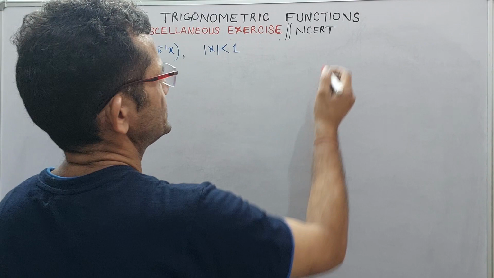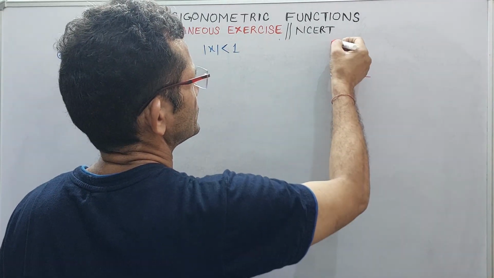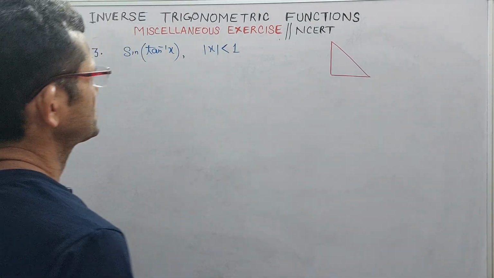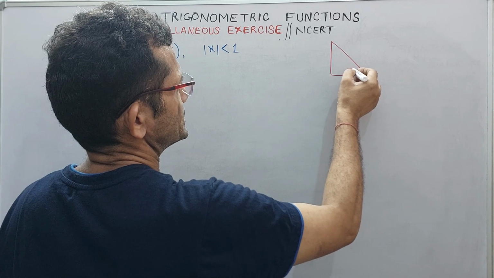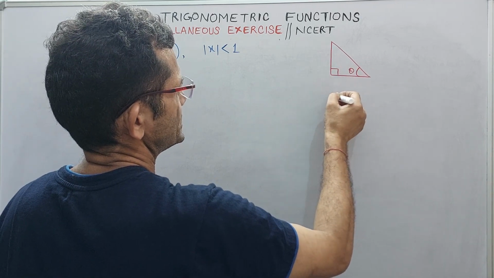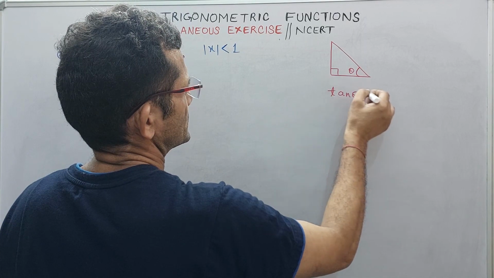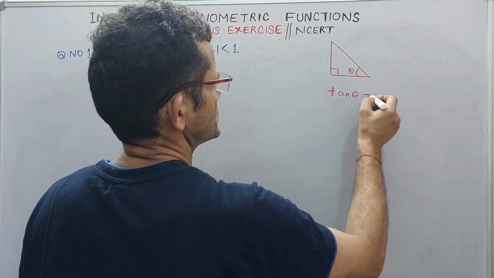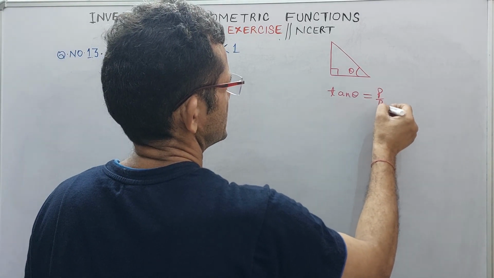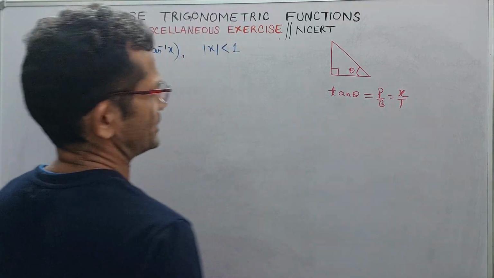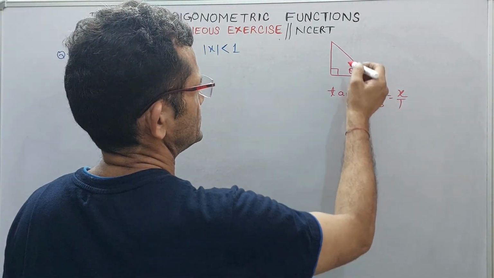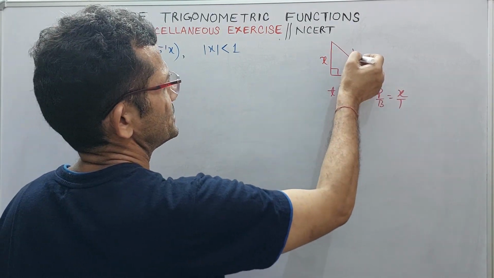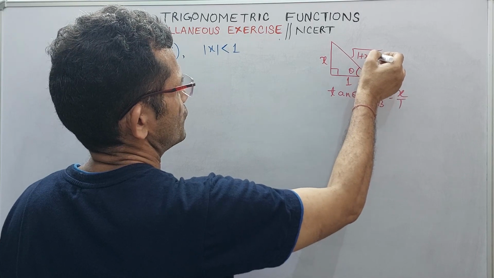triangles make a right triangle. So this is our right triangle. So let us say this is theta. We know tan theta is equal to p upon base. So our p will be x, base is 1. So perpendicular x, base is 1, from the Pythagorean theorem the hypotenuse becomes root of 1 plus x square.